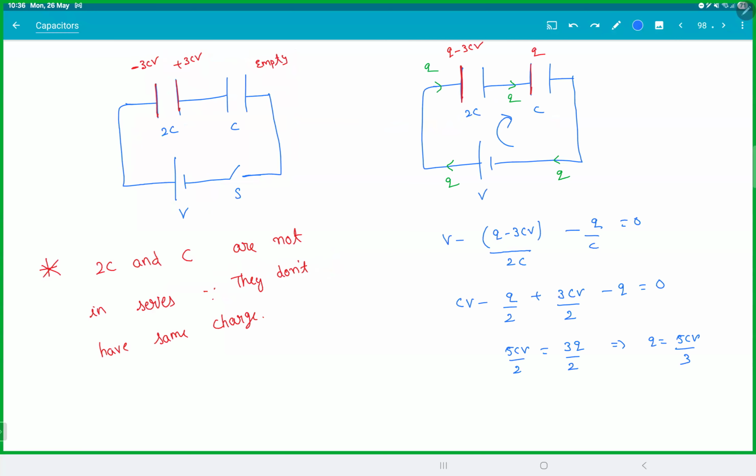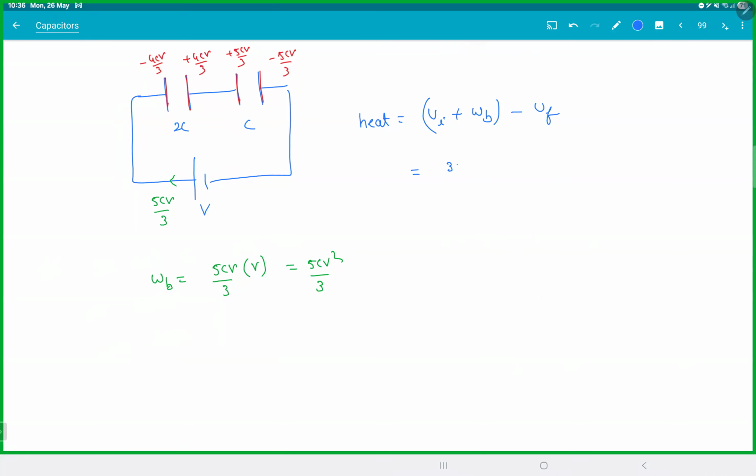Initial energy, there's only one capacitor with energy there. So that is (3CV) whole square by 2 times 2C. Work done by battery is 5CV square by 3 minus the final energy. Yeah, this is messy. (4CV by 3) whole square by 2 times 2C plus (5CV by 3) whole square by 2C. Solve that, you'll get an answer.